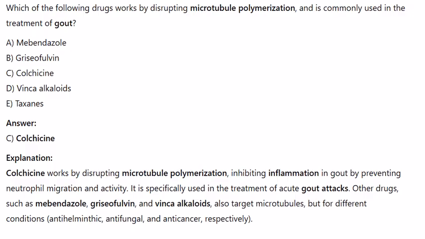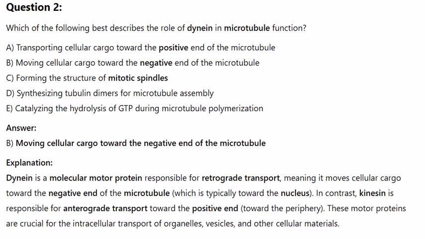Explanation. Colchicine works by disrupting microtubule polymerization, inhibiting inflammation in gout by preventing neutrophil migration and activity. It is specifically used in the treatment of acute gout attacks. Other drugs, such as mebendazole, griseofulvin, and vinca alkaloids, also target microtubules, but for different conditions: antihelminthic, antifungal, and anticancer, respectively.